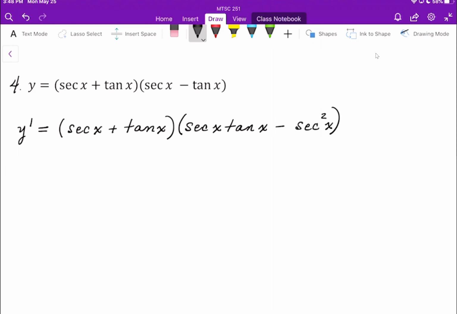Then we're going to get plus the second, which is secant x minus tangent x times the derivative of the first, which is going to give us secant x tangent x plus secant squared x.